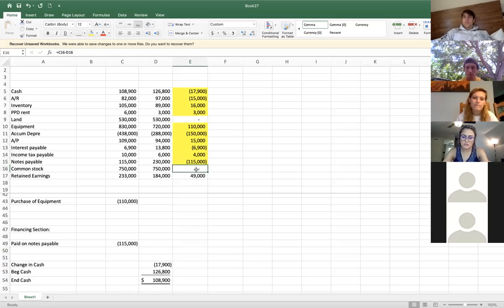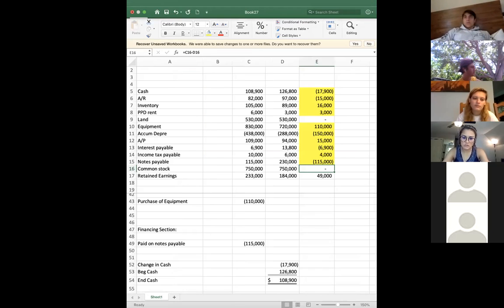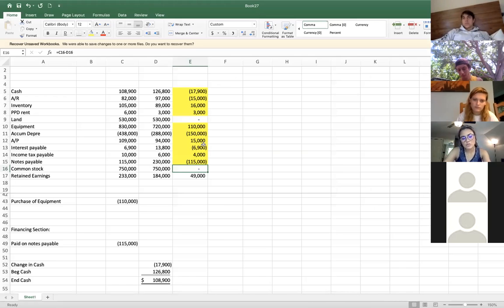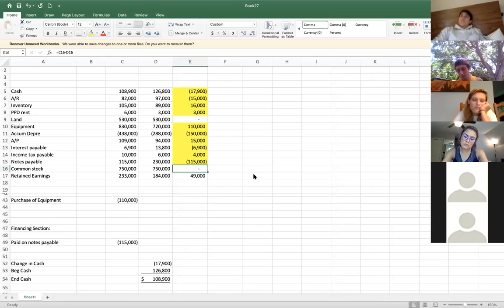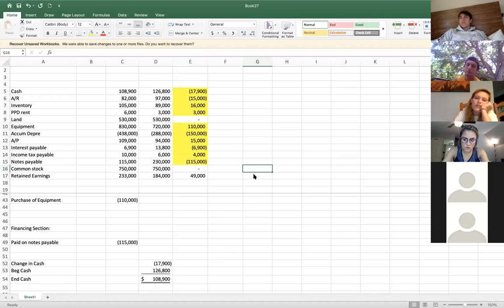Now, no change in common stock, so I didn't issue any common stock. Now let's look at retained earnings. This aggravates me. What causes retained earnings to change? Remember your statement of stockholders' equity. What causes retained earnings to change? You've got beginning retained earnings plus what?